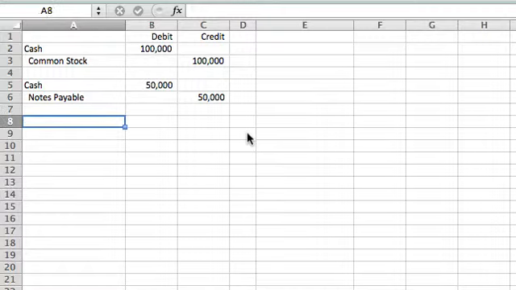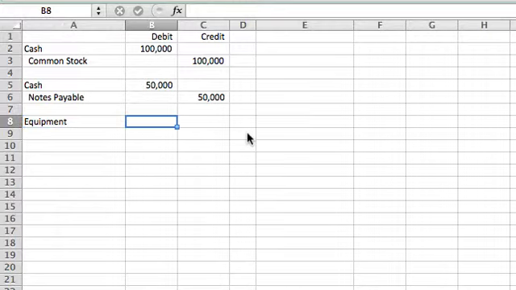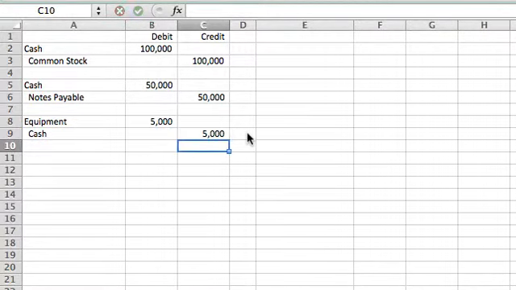The next transaction that happened was that they took some of their money and acquired a piece of equipment. So what happened in that? Well, one asset went up, equipment, another one down, cash. So we're going to debit equipment because that asset went up by $5,000. And cash went down by $5,000. Thus we're going to credit it.